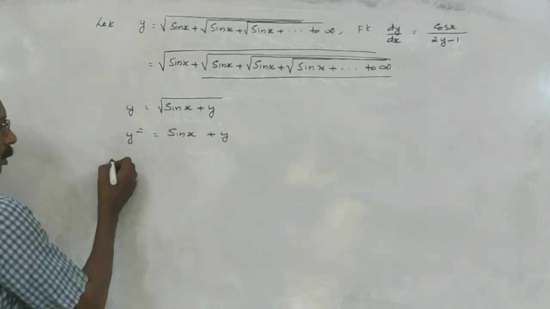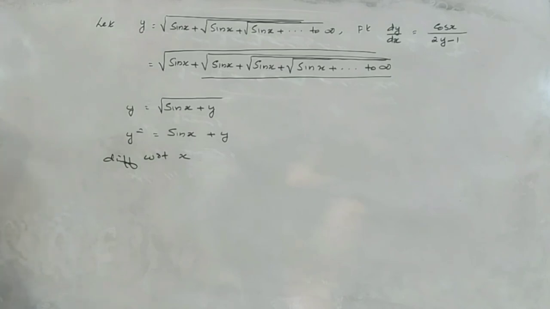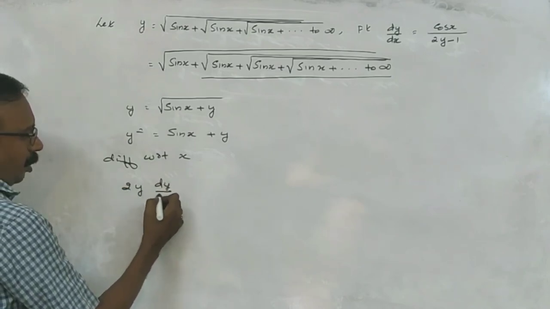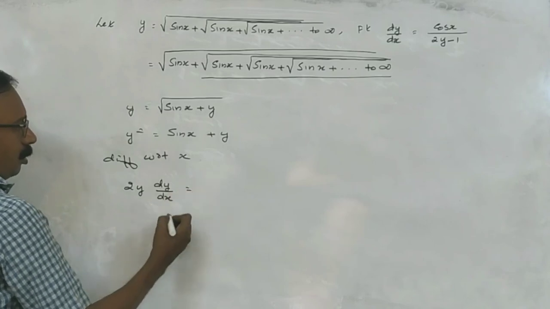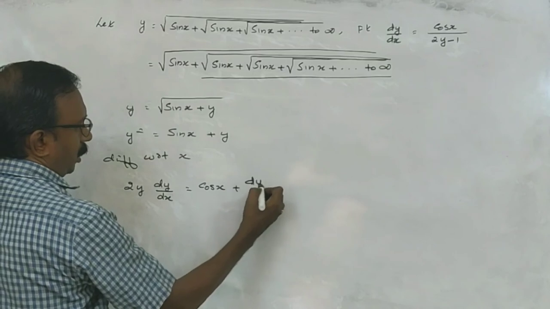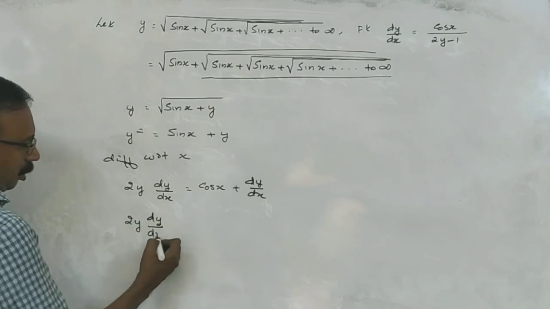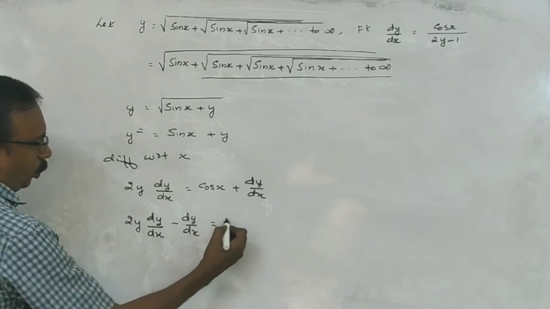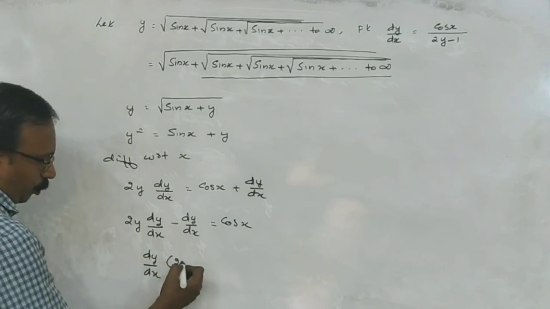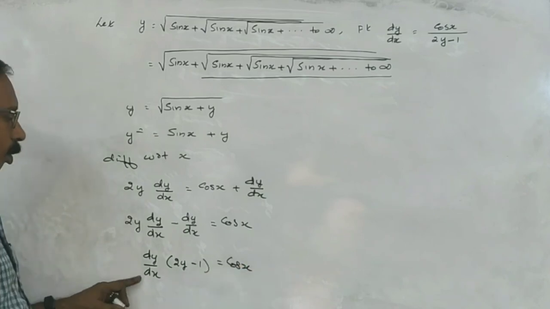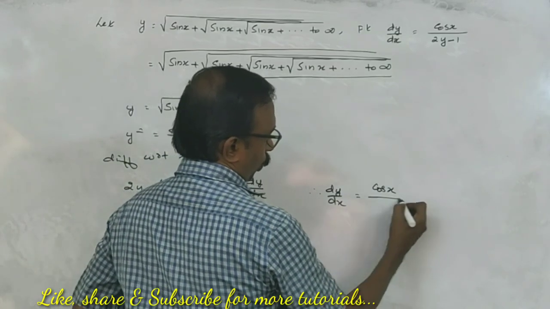Now differentiating with respect to x, we have 2y into dy by dx. The derivative of sin x is cos x. The derivative of y is dy by dx. Isn't it? Now, 2y dy by dx minus dy by dx is equal to cos x. Now take dy by dx as common factor. dy by dx into (2y minus 1) is equal to cos x, or dy by dx is equal to cos x by 2y minus 1.